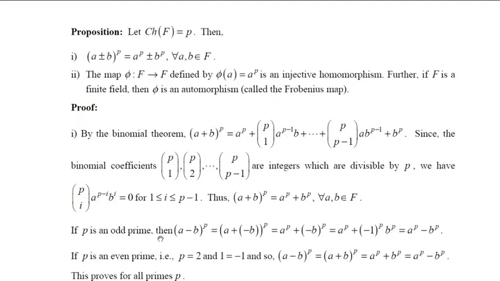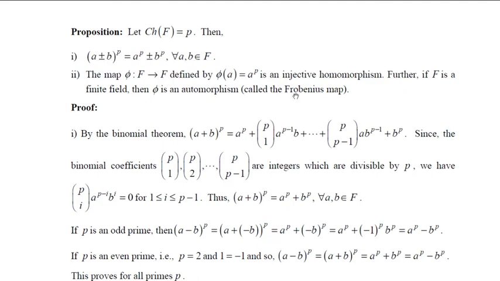But because p is an odd prime, obviously this will become minus 1. So minus 1 into this, which gives you the answer. Therefore, we have proved the result, that is (a minus b) whole to the power of p is a to the power of p minus b to the power of p for all prime p. So this completes the proof of the first part.